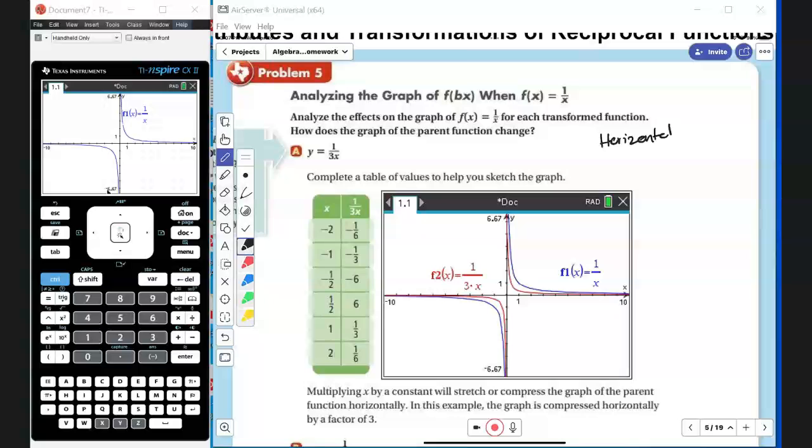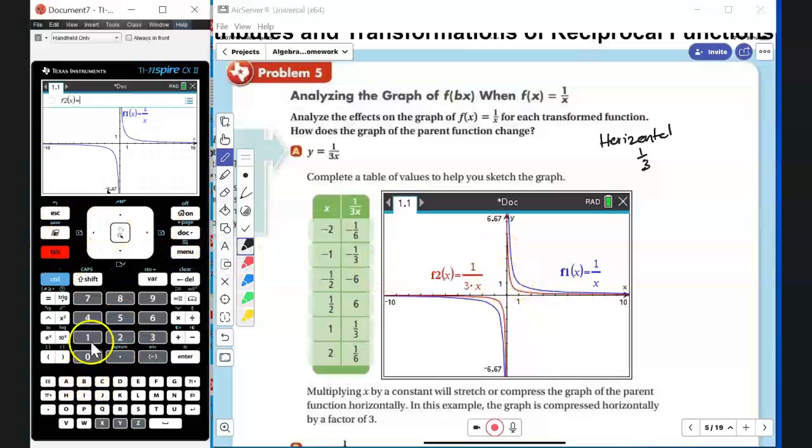And if it's 3, then remember, just like other transformations, the effect is going to be 1/3. So it's going to be a compression, a horizontal compression. And it says it's compressed horizontally by a factor of 3. So here we have, oh, because it's 1/3. So the reciprocal of 1/3 is 3. So here we have the original function, and here is the new function. You notice that it horizontally does compress.